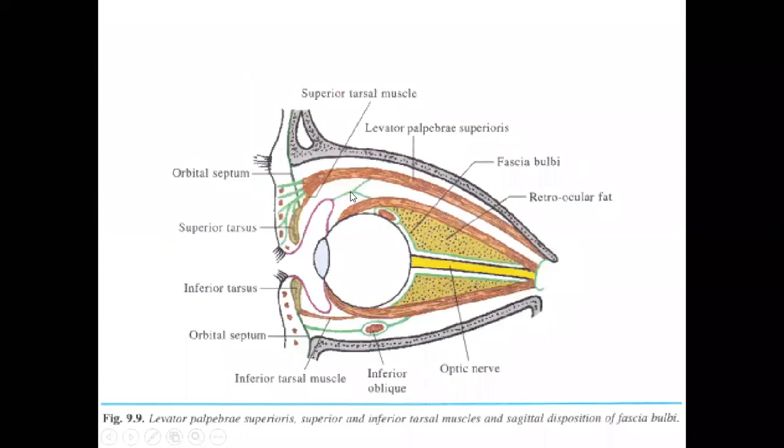So the lower lamella is derived from connective tissue of levator palpebrae superioris and superior rectus, and is inserted into the fornix. So this bluish color is the upper lamella, this part is the intermediate lamella, and this part is the lower lamella. So these are the 3 lamellae of levator palpebrae superioris muscle.